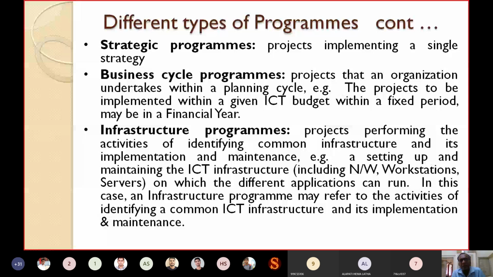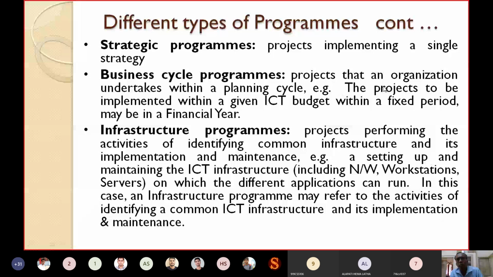So the projects, the set of projects that an organization undertakes within a planning cycle. Here planning cycle means they have made the budget for ICT this much, for salary this much, for other overhead expenses like this. They have made a plan for a particular financial year. So now the projects which are to be implemented within a given ICT budget, that you have already fixed at the time of your budget allocation.